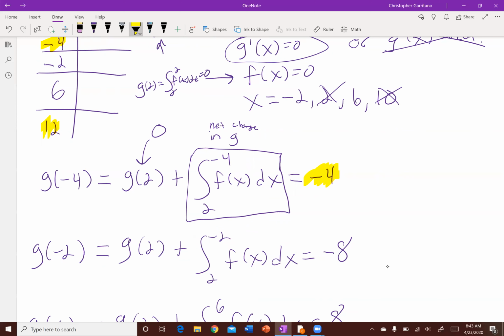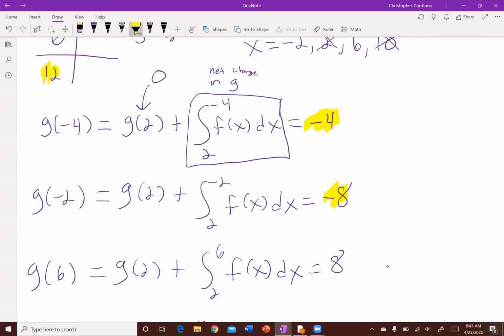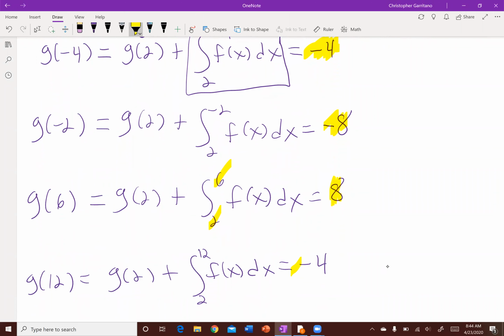g of -2 is -8, a very similar argument. g of 6, so now we're integrating from 2 to 6, which means our dx's are now positive. So if the heights are positive, then the areas will be positive. If the heights are negative, then the areas will be negative. g of 6 ends up being 8, and g of 12 ends up being -4.